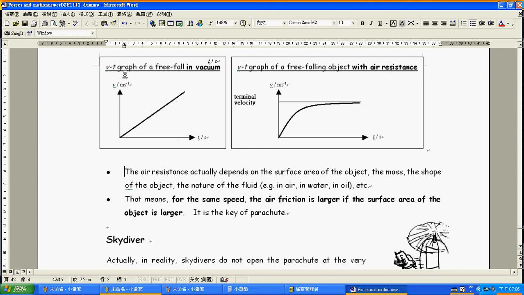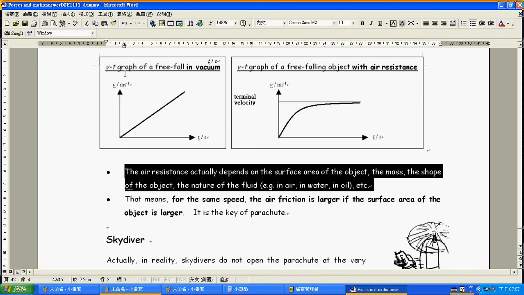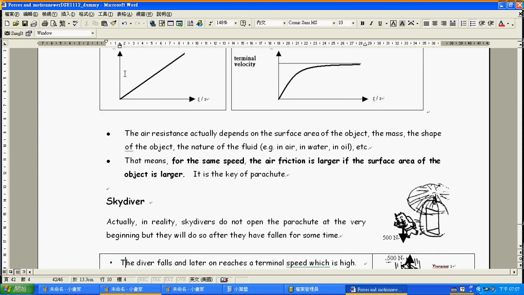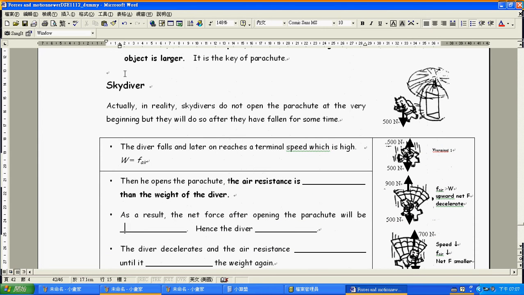Now the air resistance actually depends on the surface area of the object, the mass, the shape of the object, and the nature of the fluid, whether it is in air, in water, or in oil, etc. That means for the same speed, air friction is larger if the surface area of the object is larger. So this is the key of a parachute.